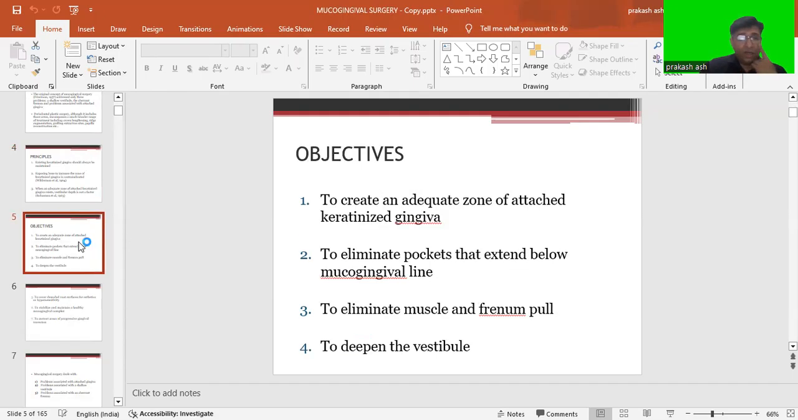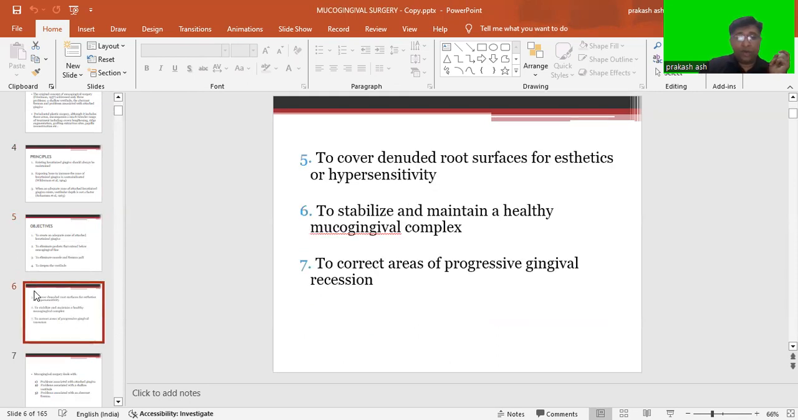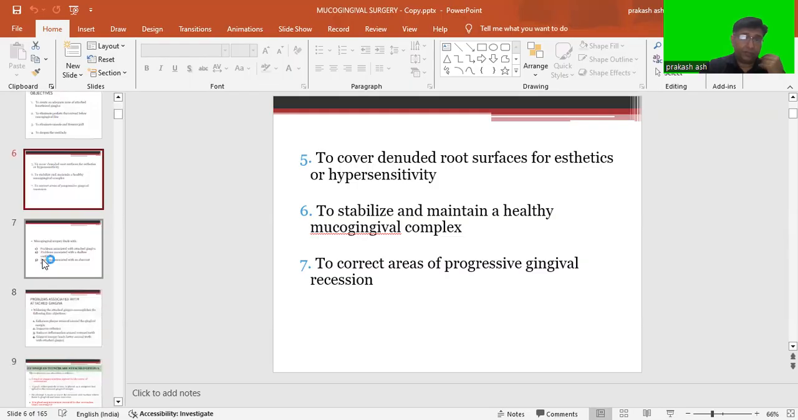Now, objectives are to create an adequate zone of attached keratinized gingiva, to eliminate pockets that extend below the mucogingival line, to eliminate muscle and frenum pull, to deepen the vestibule, to cover denuded root surfaces for aesthetic reasons or for hypersensitivity, to stabilize and maintain a healthy mucogingival complex, and to correct areas of progressive gingival recession.